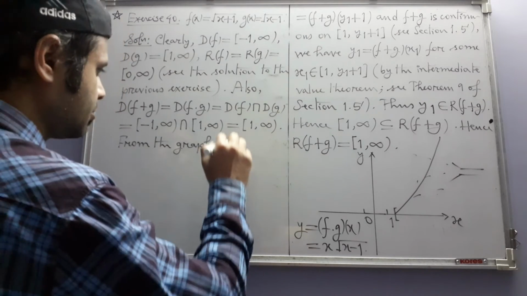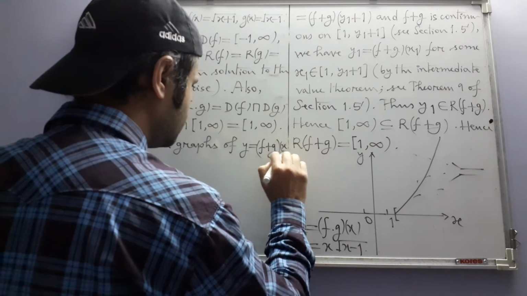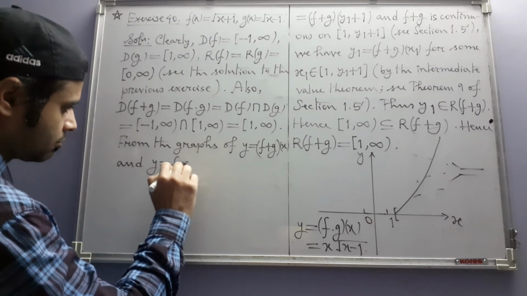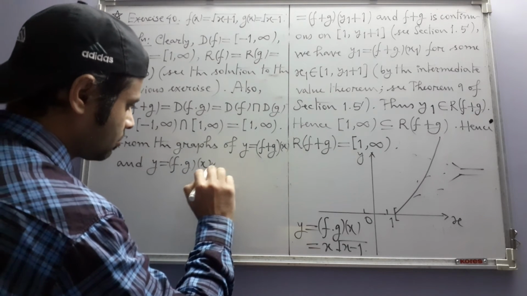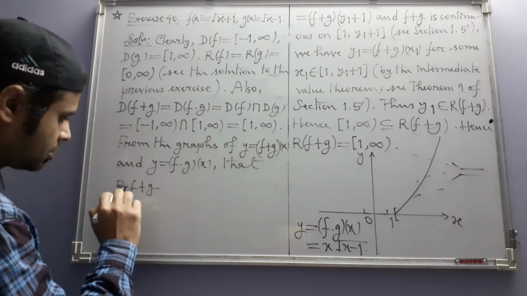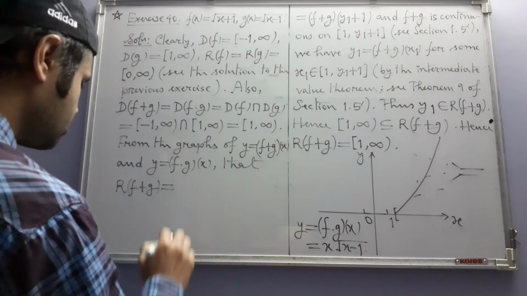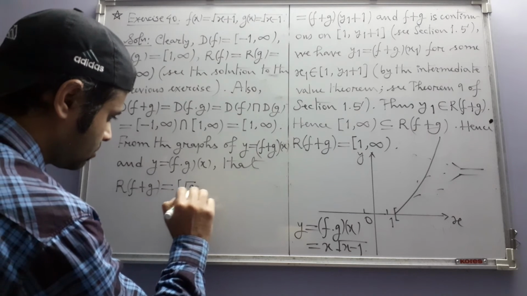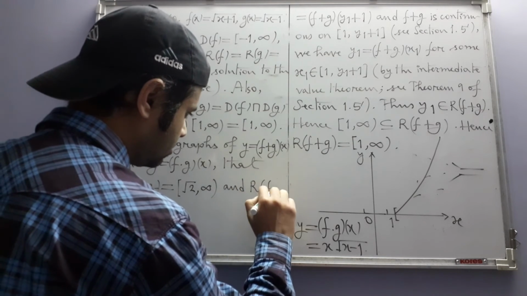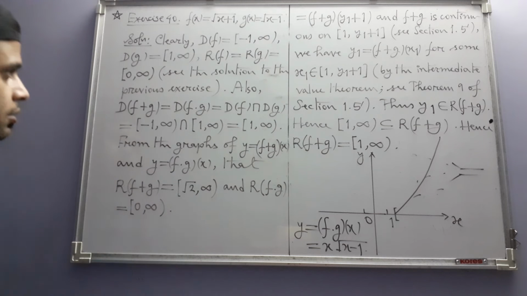In this case, y is equal to, one boundary will have root 2, that the range of f plus g is this, square root of 2 comma infinity, and the range of f dot g is 0 comma infinity.